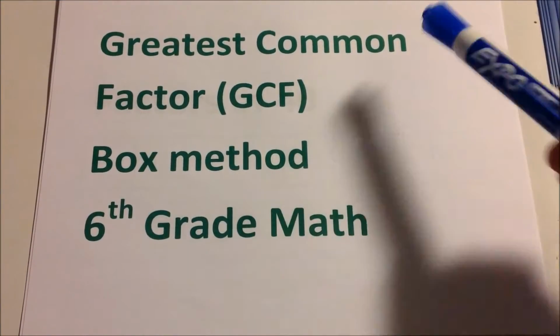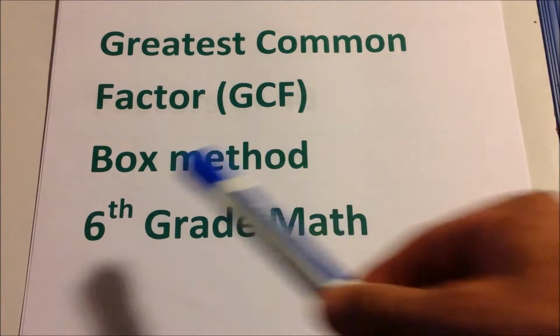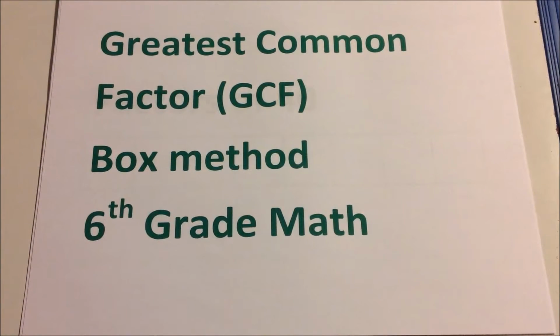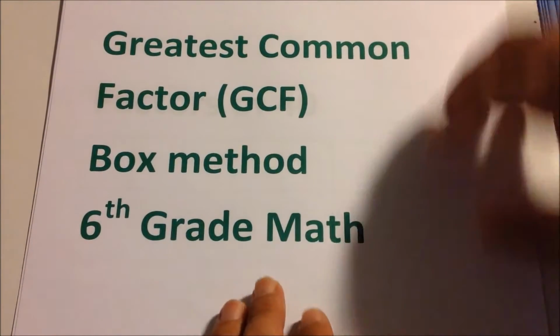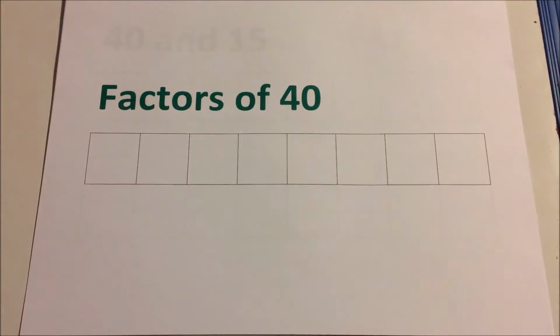Okay, here's our video on the greatest common factor, the GCF. We're going to use the box method in this video. There's many ways to get the GCF, but we're going to do the box method first. Now remember, we went over factors and multiples in the last video. So let's look at a review.